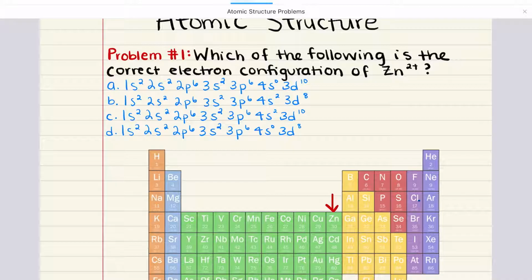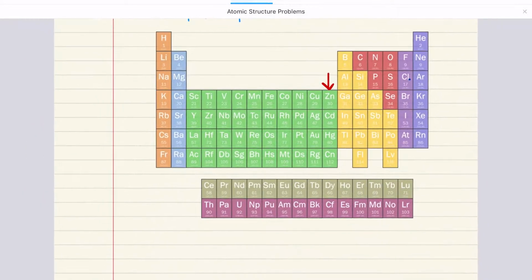Now, to determine the correct electron configuration for zinc 2+, we actually first have to determine the electron configuration of just the neutral zinc atom, and then we'll talk about how we adjust it to account for the loss of electrons in this ion. Now, if we look at the periodic table of elements, zinc is right here. Zinc has an atomic number of 30, which means the neutral zinc atom has 30 electrons.